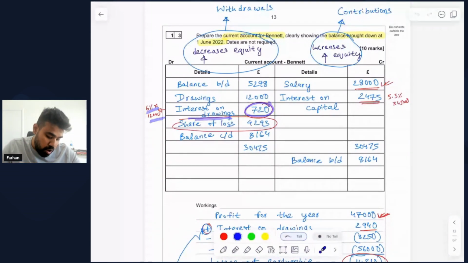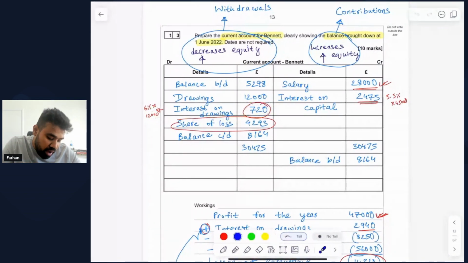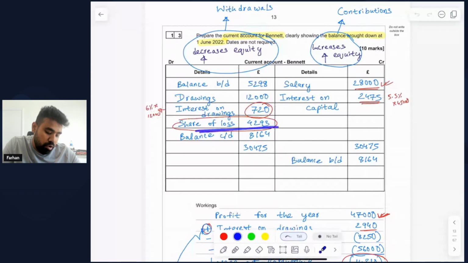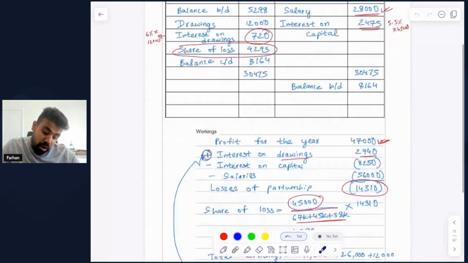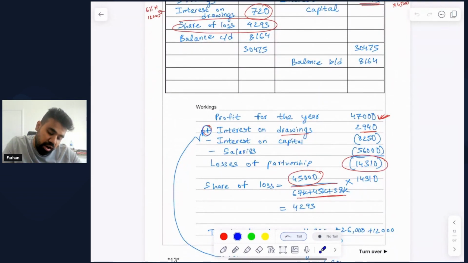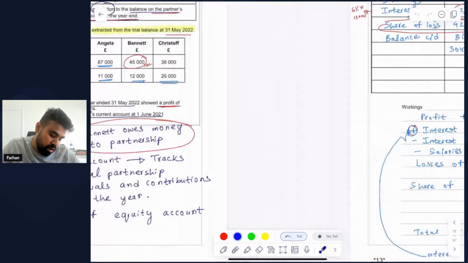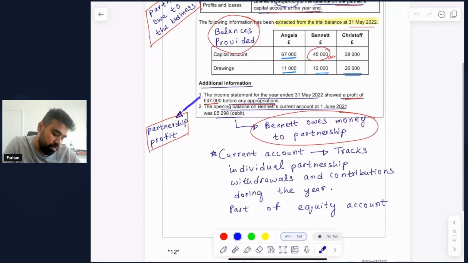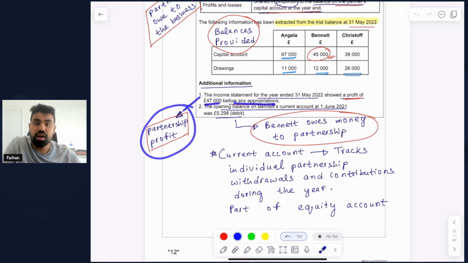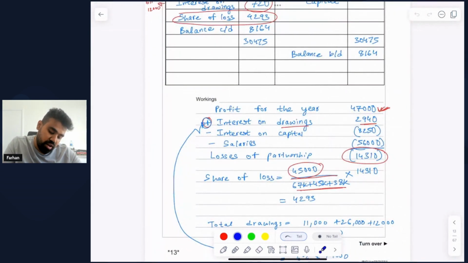All right, so how did we derive the share of loss here? So we have to do some calculations to come up with that number. So starting with the profit for the year. So the profit for the year is £47,000 based on the additional information, number one, which gives us the profit of £47,000 for the partnership prior to any appropriations. So this is what we have done here.